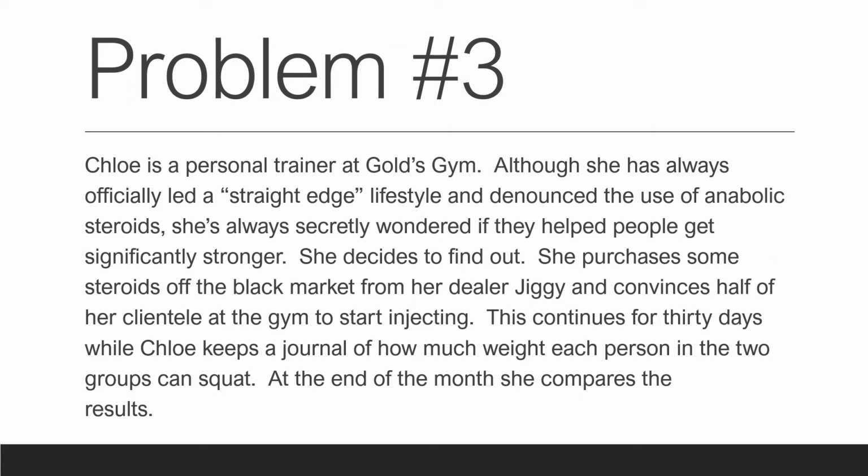She purchases some steroids off the black market from her dealer, Jiggy, and convinces half of her clientele at the gym to start injecting. This continues for 30 days while Chloe keeps a journal of how much weight each person in the two groups can squat. At the end of the month, she compares the results.